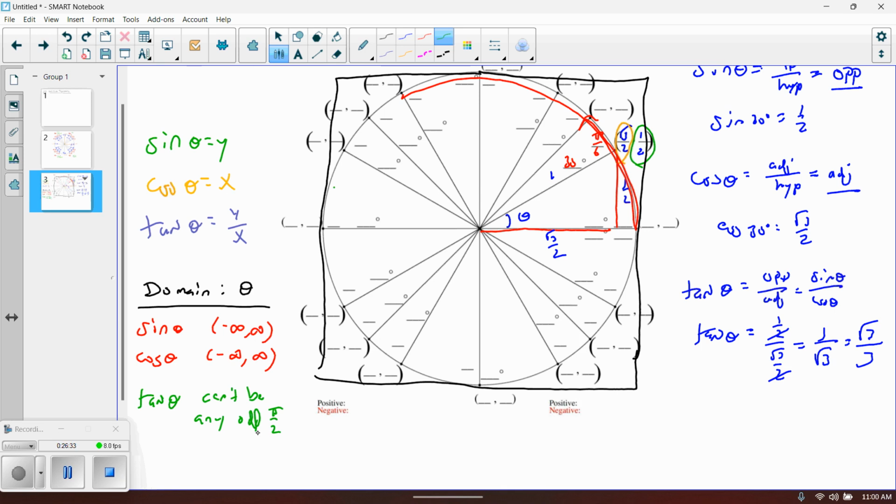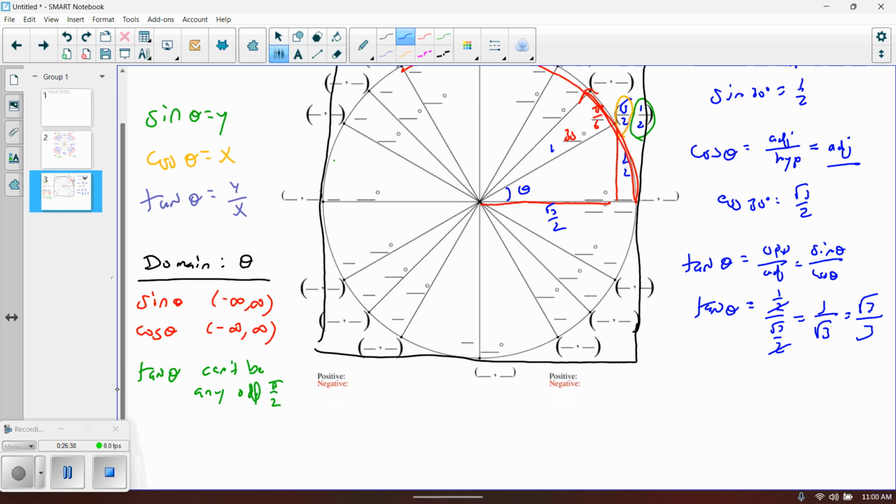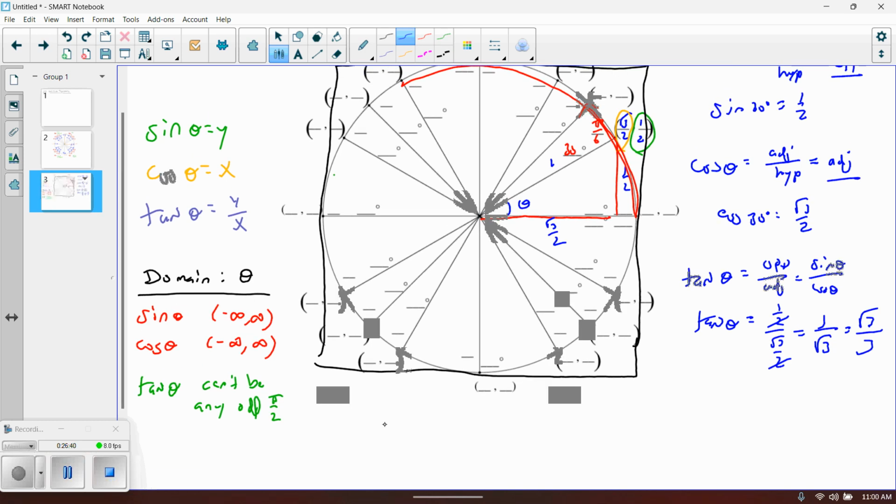Let's talk about the range real quick, because that's really what the box is here for. I'm going to try and slide this down now. Now just put the range down here.